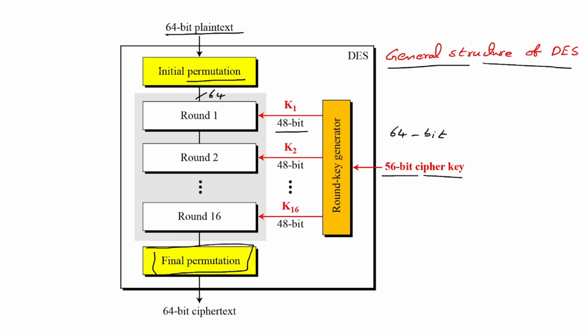Whatever permutations we are using in this DES, all the permutations are predetermined. Permutation means transposing the position of the characters. We need to change the position of the characters. All the positions of the characters are predetermined by the DES designer. So after the final permutation we will get the 64-bit ciphertext. This is the actual procedure.